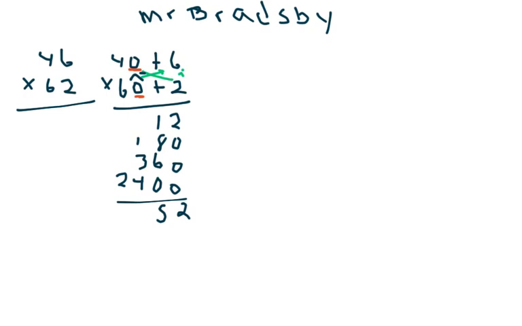3 and 1 is 4, and 4 and 4 is 8, so 800. And no more thousands, just the 2,000. So there it is. There's your expanded form.